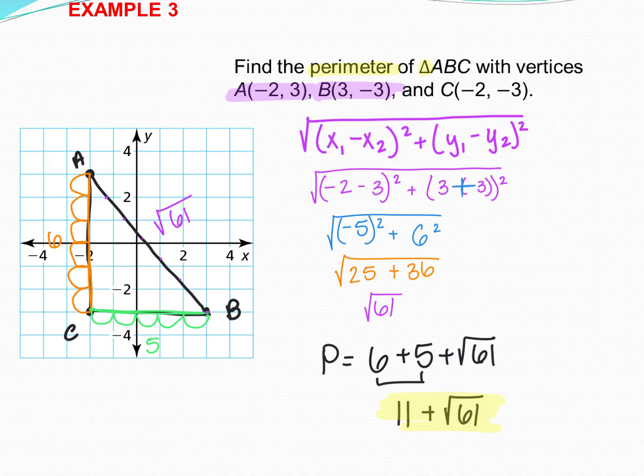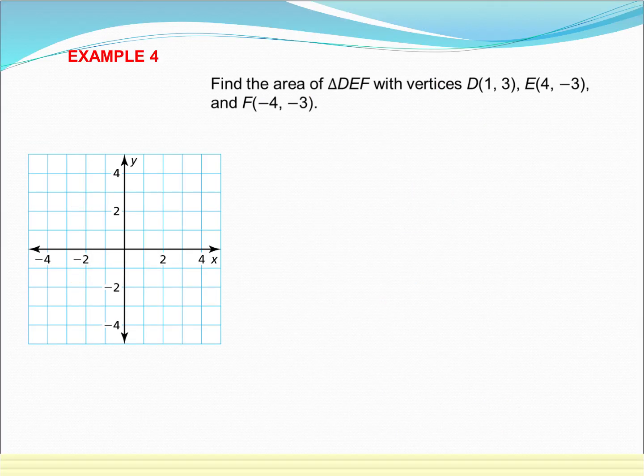Okay, do we have any questions on how to find perimeter? Again, if it's a diagonal line, you have to use the distance formula. If you were to just count and give me a number, it would be wrong. So please do not do that. All right, let's go ahead and look at the next question.